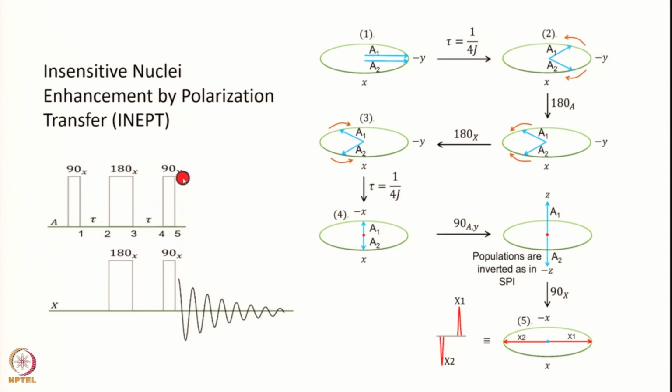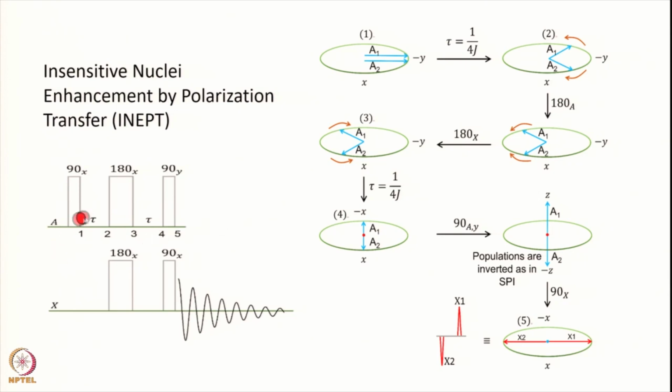pulse along the y axis here and the 90x pulse here. Here it does not matter which one you take, but more importantly this has to be a y. If this is x, this has to be a y. So therefore you make this sort of a pulse sequence, and then you will see that you will get a substantial enhancement of the X magnetization, and that is what you will detect here. Okay. Now let us try and analyze this.